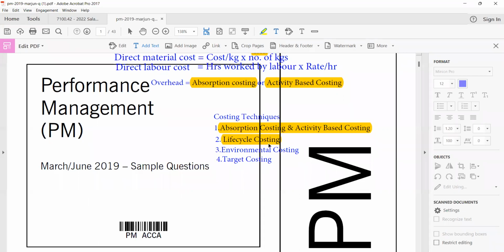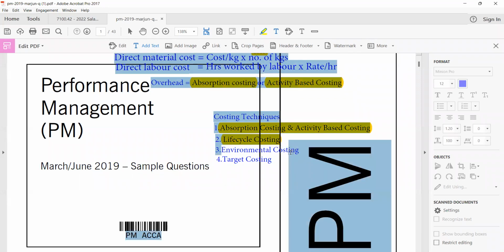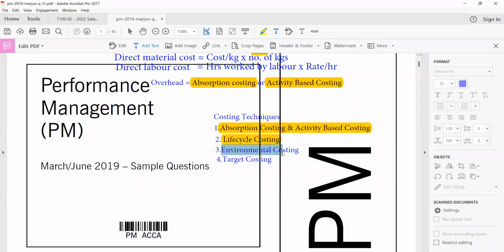Right. So let's pick up. Please note that environmental costing is only going to be theoretically examined. No calculation for you. But the rest, there's going to be calculation and theory. Activity-based costing, calculation, theory. Life cycle costing, though it is not a favorite, per the syllabus we have calculation and theory. Target costing, calculation and theory. Environmental costing is only theory.